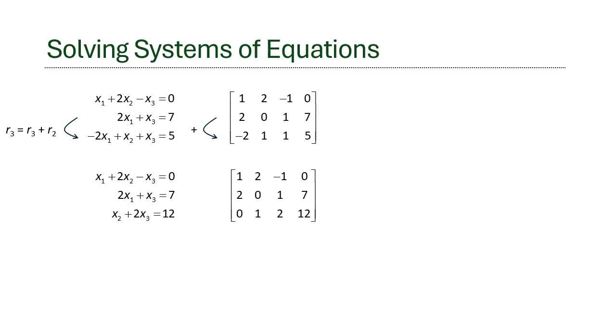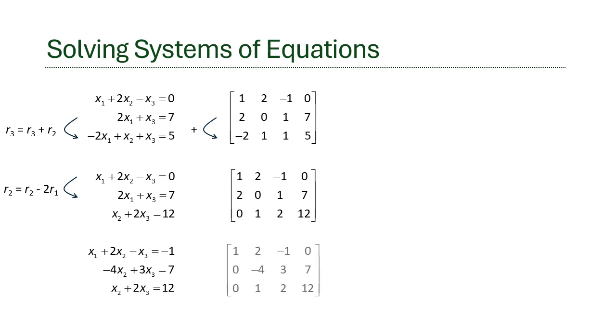All right, so next I'll multiply the first equation by -2 and add that to the second equation, replacing the second equation with the result. So now we've eliminated the x1 terms from both of the second and third equations. Doing the same operation to the coefficients in the matrix gives us a new version that, again, matches the coefficients of the new system.